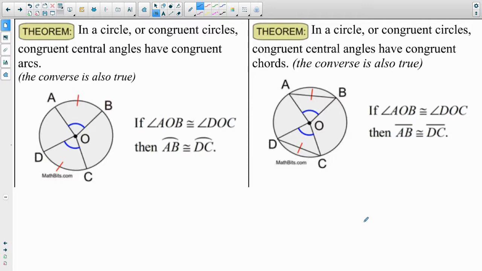If you know that arc AB is congruent to arc CD, and they both meet to make central angles, then those angles also must be congruent. Theorem 2, in a circle or congruent circles, congruent central angles will have congruent chords. So if you take those two points, A and B, and you connect them and create a chord, you see chord AB and chord DC, those will also be congruent.